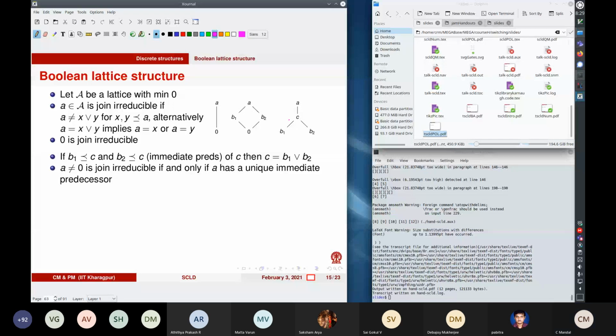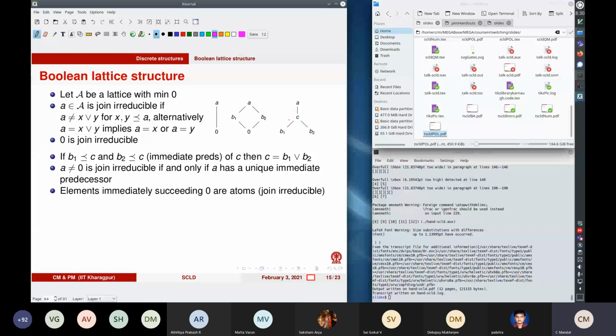Now, an element A which is not the minimum element, not 0, is join irreducible if and only if it has a unique immediate predecessor. So that is just what we discussed. And elements immediately succeeding 0 are atoms, and those are join irreducible.